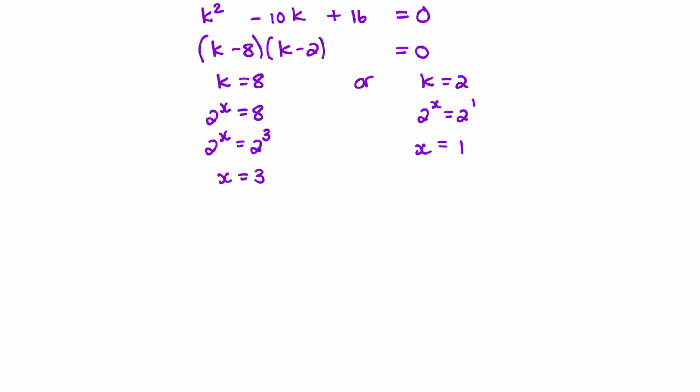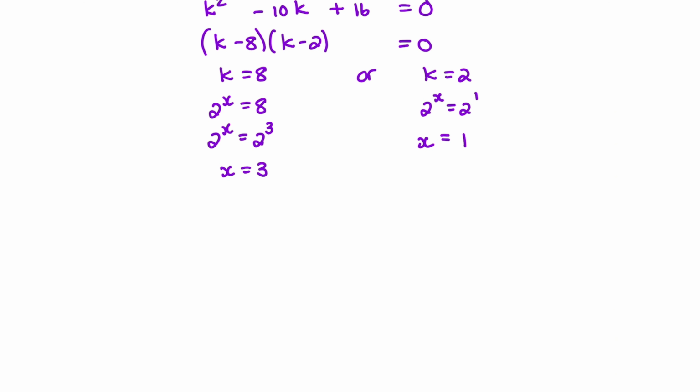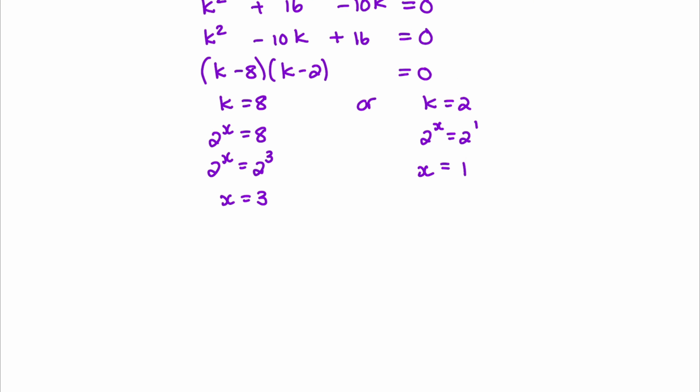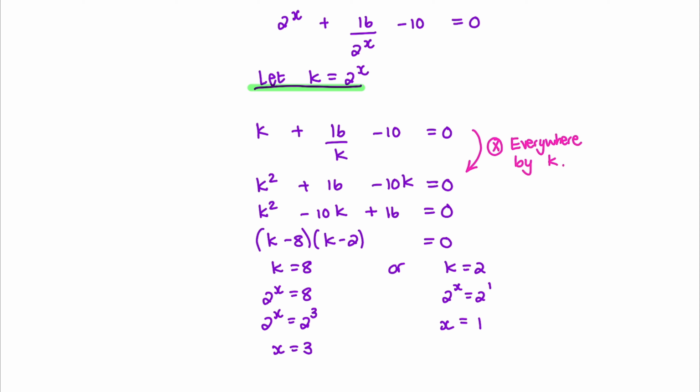In the second equation, we have 2 to the power of x is equal to 2. Now remember, 2 can be written as 2 to the power of 1. So we can see that x is equal to 1. So therefore x is 1. And that is how we can use the k method to solve for x.